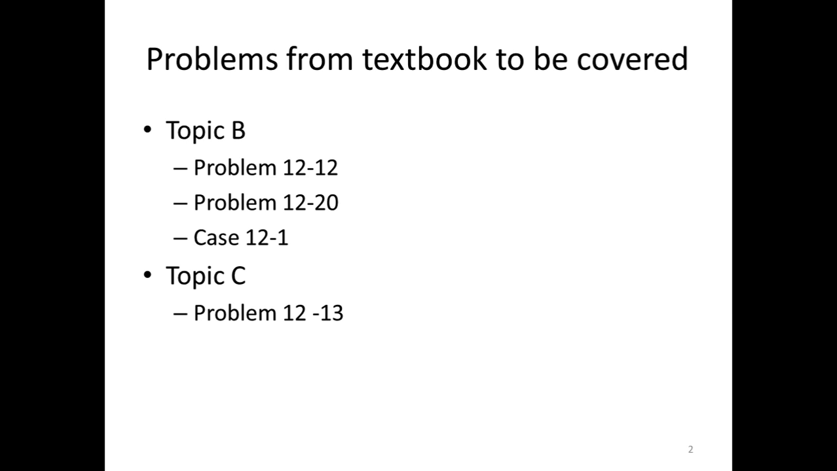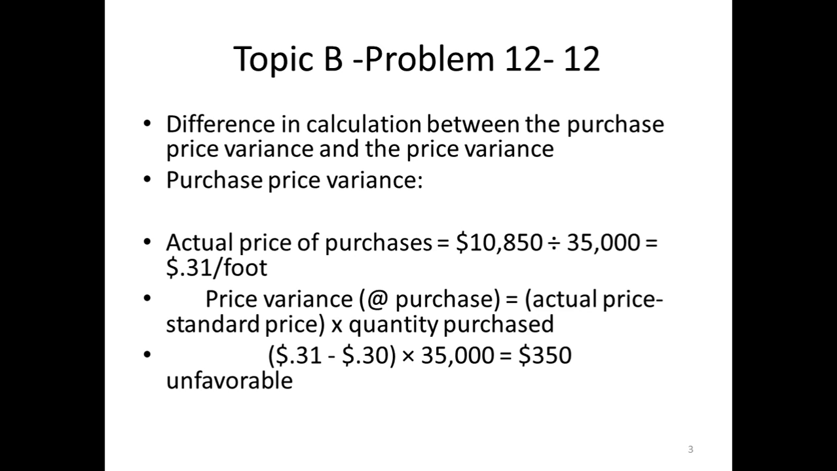So here we go with problem 12.12. Problem 12.12 deals with Howard Binding Company, which makes 2 types of notebooks, large and small, and they use cloth material to make it. Now, Howard has a purchasing agent who buys the cloth, and this problem was chosen because it shows the 2 different points in time at which the price variance can be calculated.